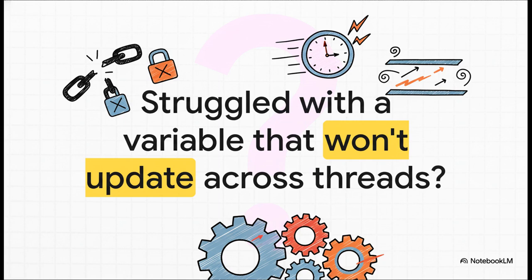This one's a classic. You've got multiple threads running. One thread flips a switch, changes a status flag from false to true. But for some reason, the other threads just don't see it. They keep operating on the old data. It can make you want to pull your hair out when you're trying to debug it.